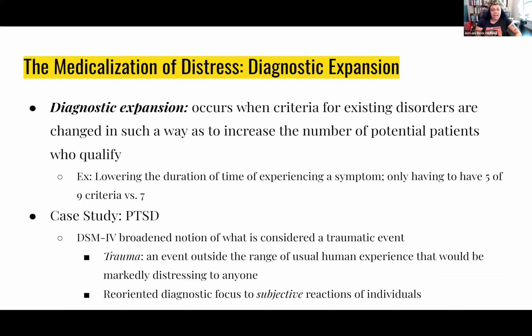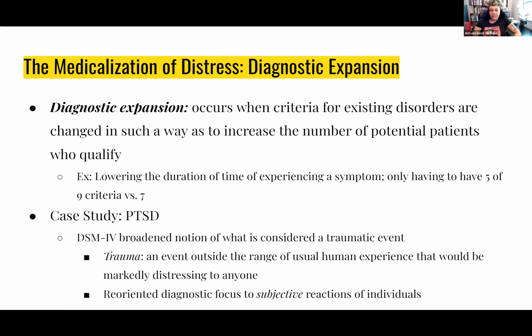So then we have diagnostic expansion. This is whenever you expand a diagnosis, when the criteria for existing disorders are changed in a way that increases the number of potential patients. There are a couple ways this happens. One is by lowering the duration of time. So instead of saying you have to be depressed for at least 3 weeks to be diagnosed with depression, it might be that you have to be depressed for at least 10 days.